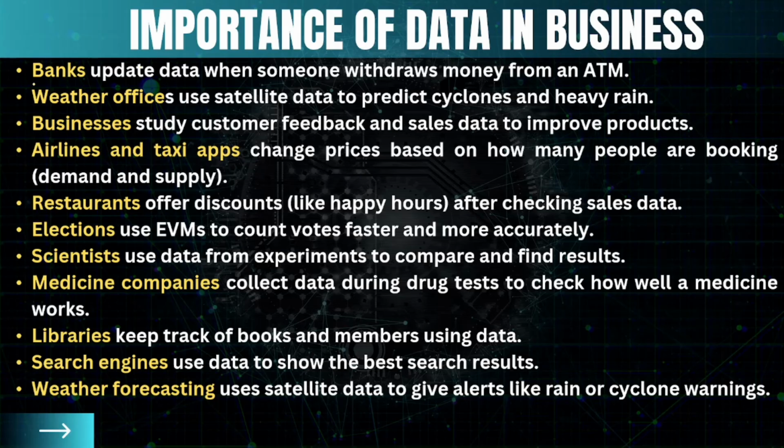If you're taking the bank, they have to update the data when someone withdraws money from an ATM, right? If they are not updating the data, the customer is not aware of how many withdrawals have happened, or what the savings account balance is. So the bank needs to be updated, right? And next one, a weather office uses satellite data to predict cyclones and heavy rain, so that they give weather forecasting, and if any natural calamities are happening, they give caution to the people. Based on that, they will decide something, right?